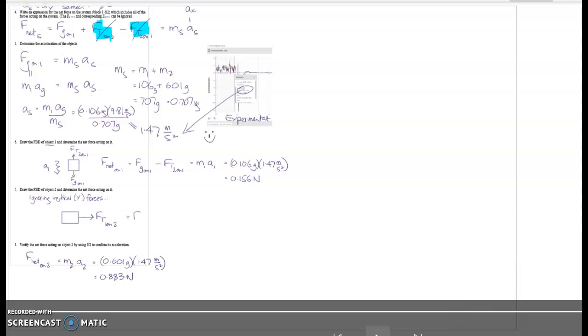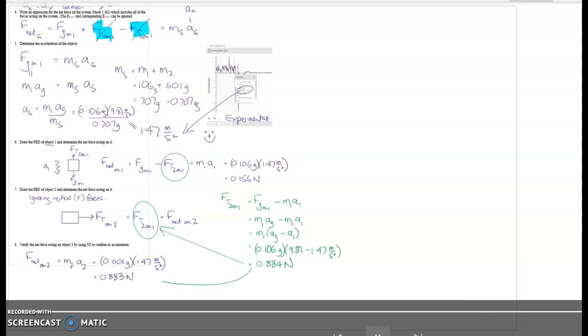Now if we go back up to 6, I've got the force of tension of 2 on 1 in there. I'm just going to rearrange it as force net on 2. They're the same, and so that will equal the force of gravity on 1 minus m1 times a1. Calculating it this way, and notice by the way that I'm subtracting the acceleration of the system from the acceleration due to gravity, I get effectively the same result, 0.884 newtons.